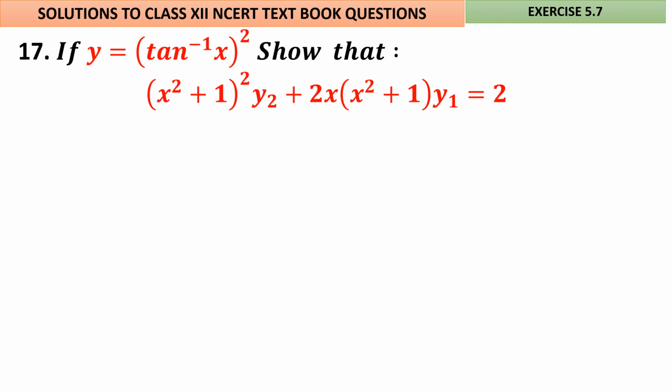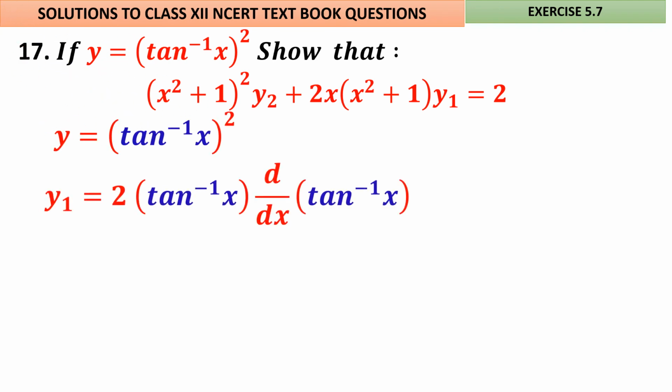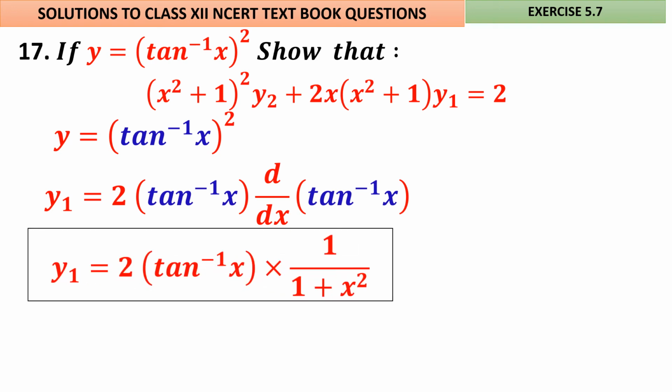Question number 17. If y is equal to tan inverse x the whole square, show that x square plus 1 whole square y2 plus 2x into x square plus 1 y1 is equal to 2. As usual, we will try to find the first derivative, simplify it, and do the second derivative. Automatically you may get this equation. No need to do the derivatives separately and then substitute in this equation. It will be tan inverse x the whole square. So 2 times tan inverse x into the derivative of tan inverse x. The derivative of tan inverse x is 1 upon 1 plus x square. As you know, 1 plus x square is to be cross multiplied. Therefore 1 plus x square into y1 is equal to twice tan inverse x.